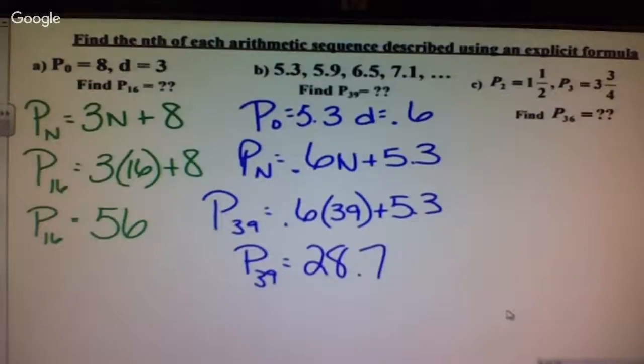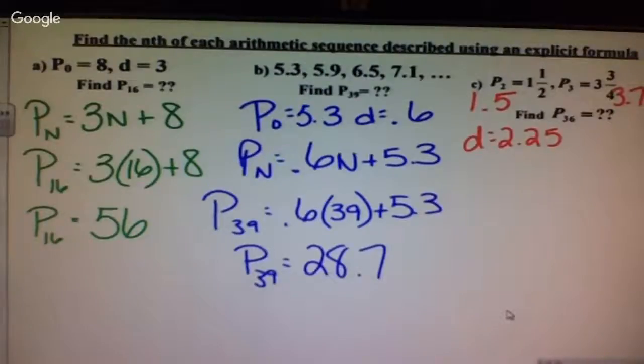Finally, the last one. Of course, they had to throw fractions in there. I wouldn't even go that far. I'd make them a decimal. So what's 1.5 as a decimal? 1.5. And 3.75. Okay, so she said the difference is 2.25. As long as your points are one space away from each other, you can do that.